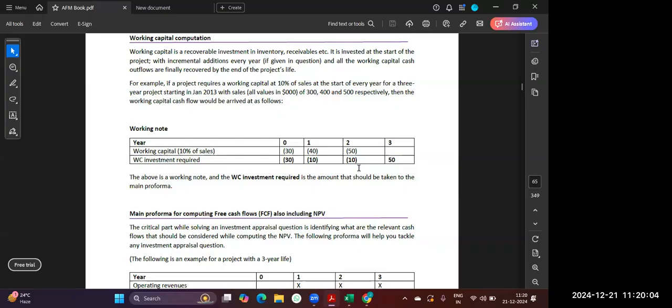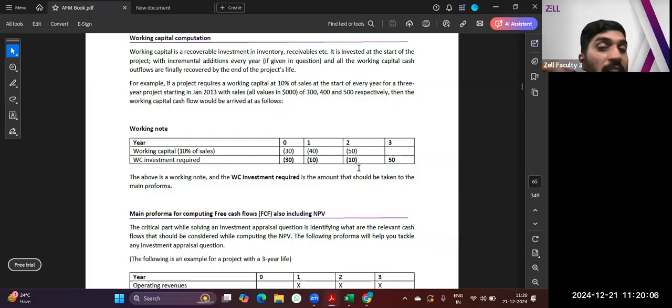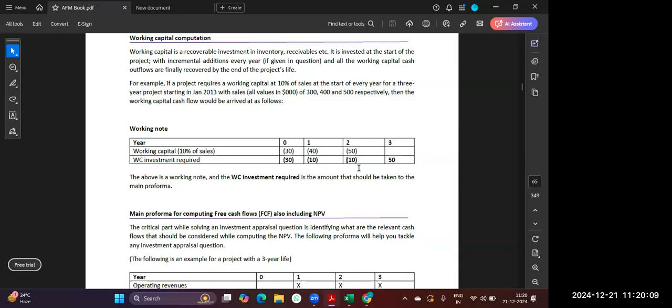40,000. So how much additional do I need to put in? 10,000.